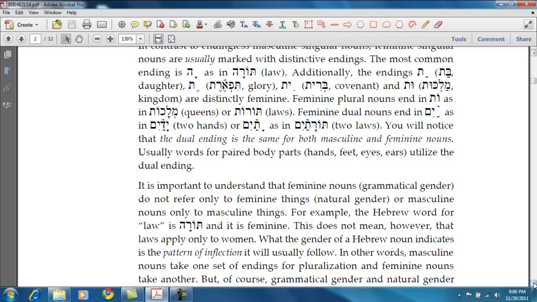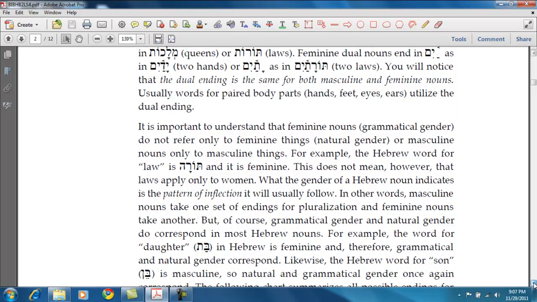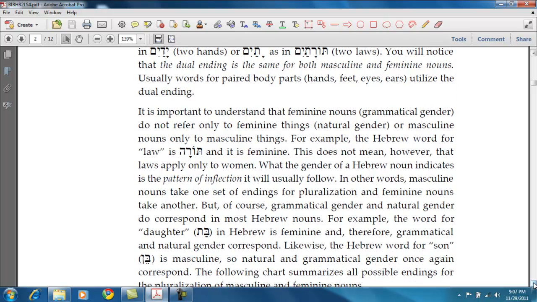Okay, it's important to understand that feminine nouns do not refer only to feminine things like natural gender, or masculine nouns only to masculine things. For example, the Hebrew word for law is torah, and it is feminine. This doesn't mean, however, that the law applies only to women. What the gender of a Hebrew noun indicates is a pattern of inflection it will usually follow. In other words, masculine nouns take one set of endings for pluralization, and feminine nouns take another. But of course, grammatical gender and natural gender do correspond in most Hebrew nouns.